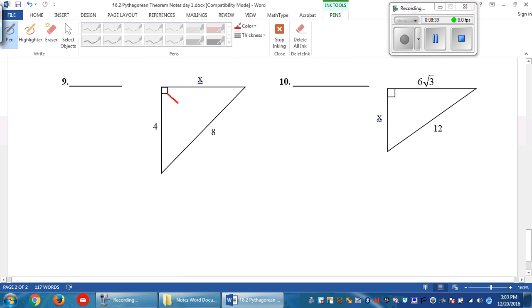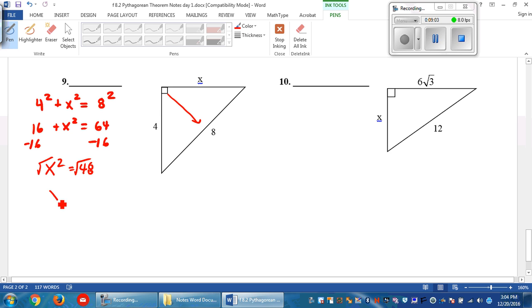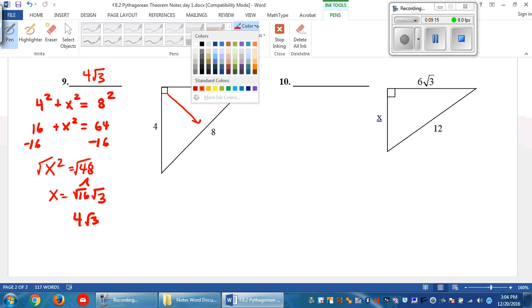And to finish up, across from the right angle is 8. So we have 4 squared plus x squared is equal to 8 squared. 16 plus x squared is equal to 64, minus the 16 over. x squared is equal to 48. Root it. x is equal to, this breaks up into root 16 and root 3. So we get 4 root 3 for my final answer.